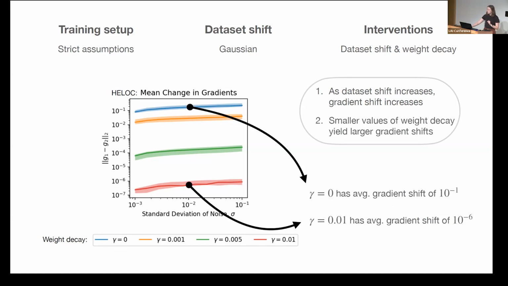The second thing we note is that the different lines are different values of weight decay. If you use no weight decay, so gamma equals 0, the average gradient shift at this point is about 10 to the minus 1. If you use the largest value of weight decay we could find that didn't impact accuracy, gamma equals 0.01, the gradient shift was 10 to the minus 6. So a really, really big difference just coming down to weight decay. The accuracy for the models is very similar for all of these cases.